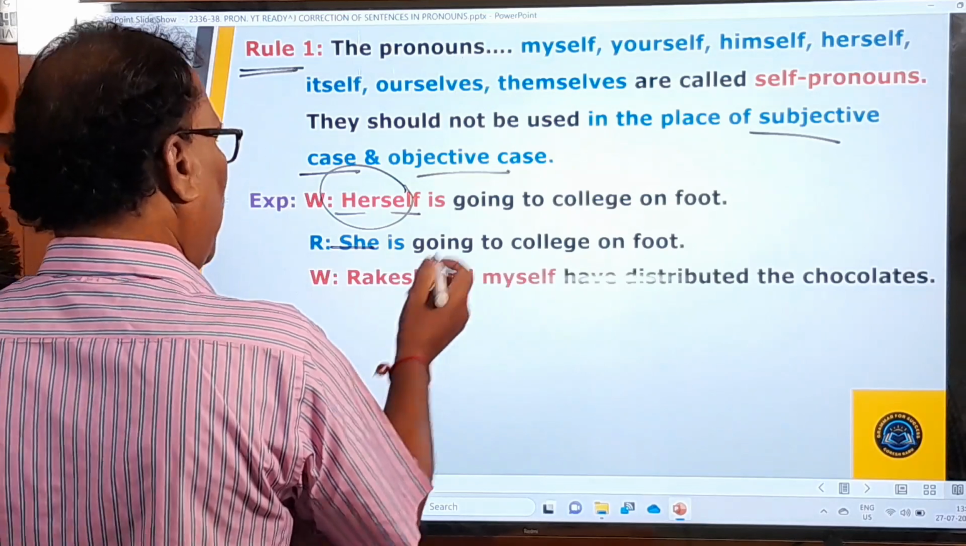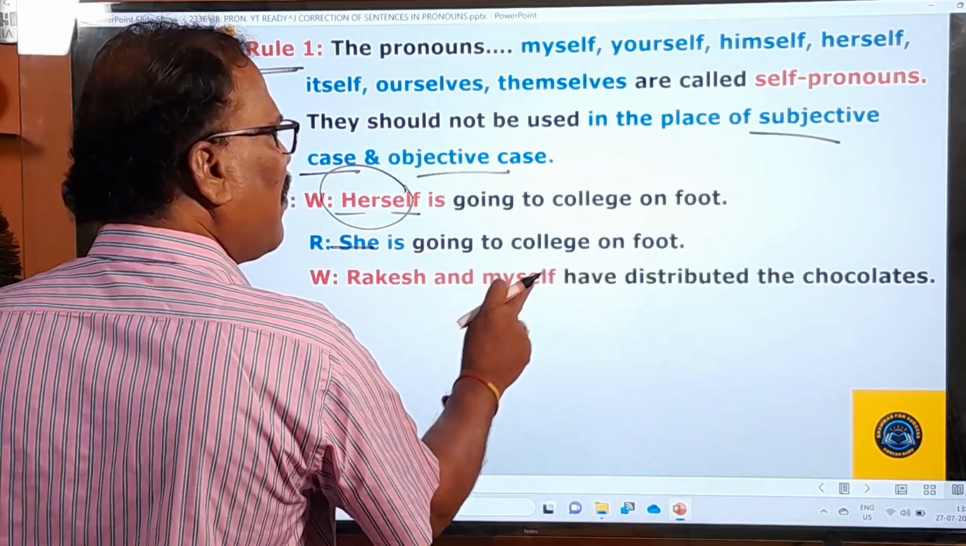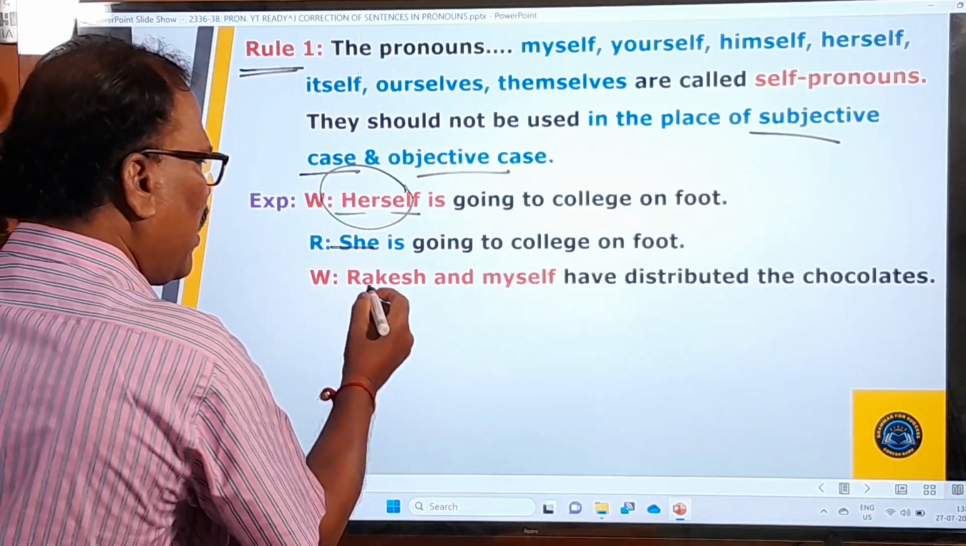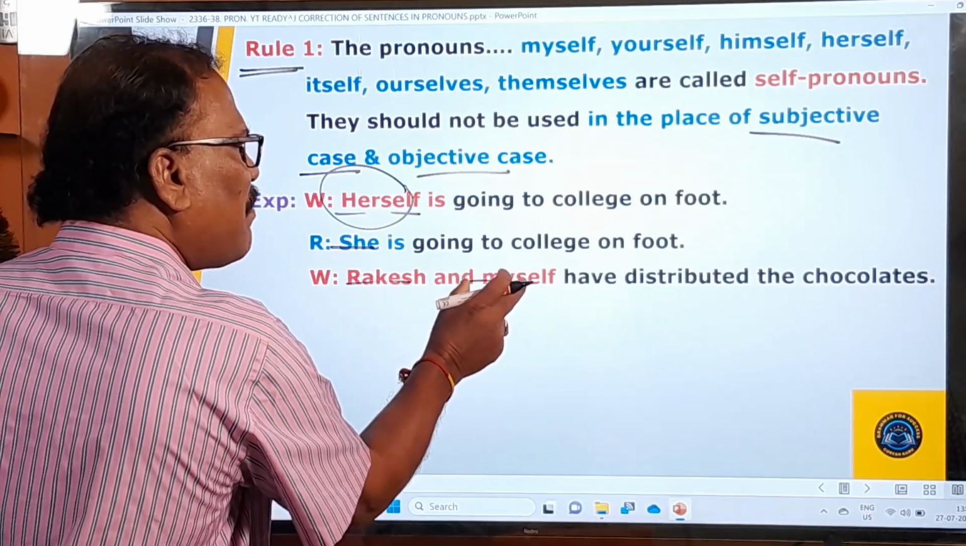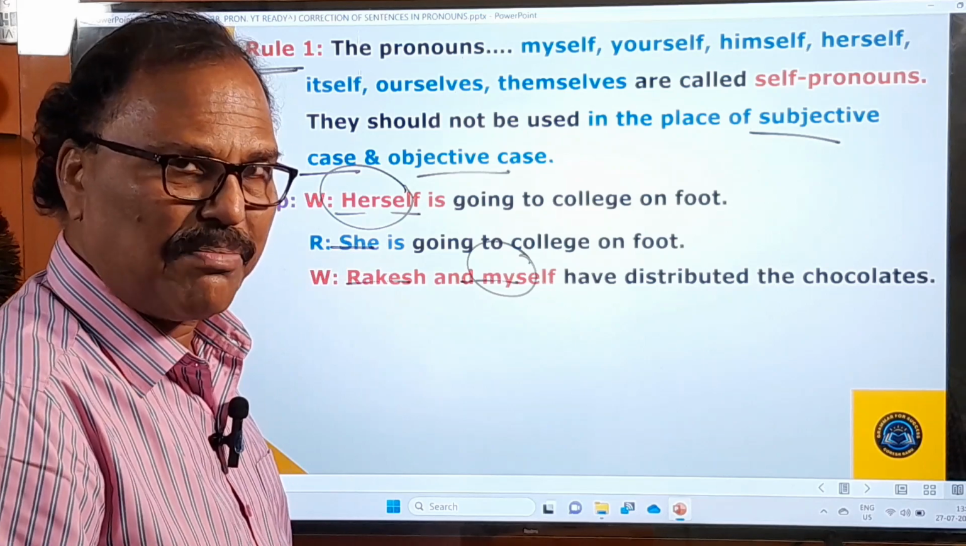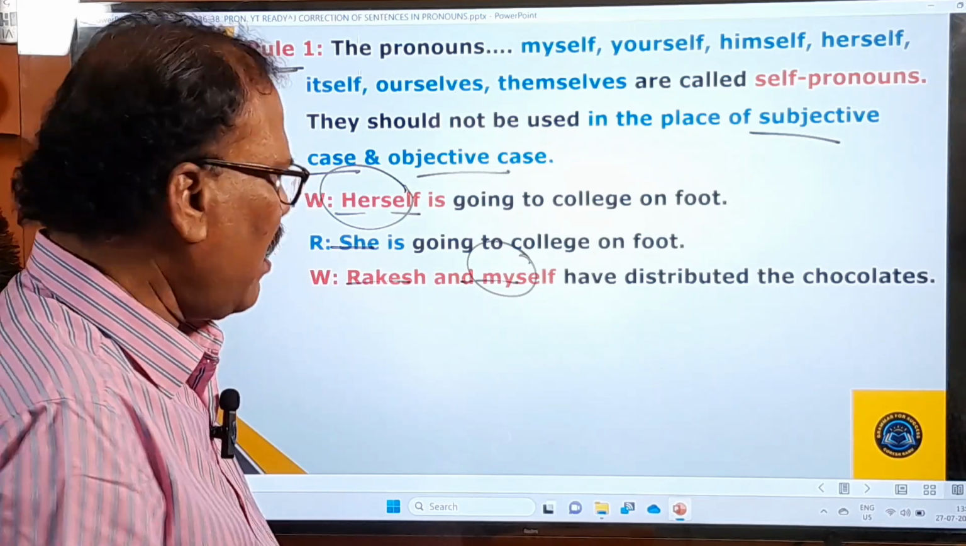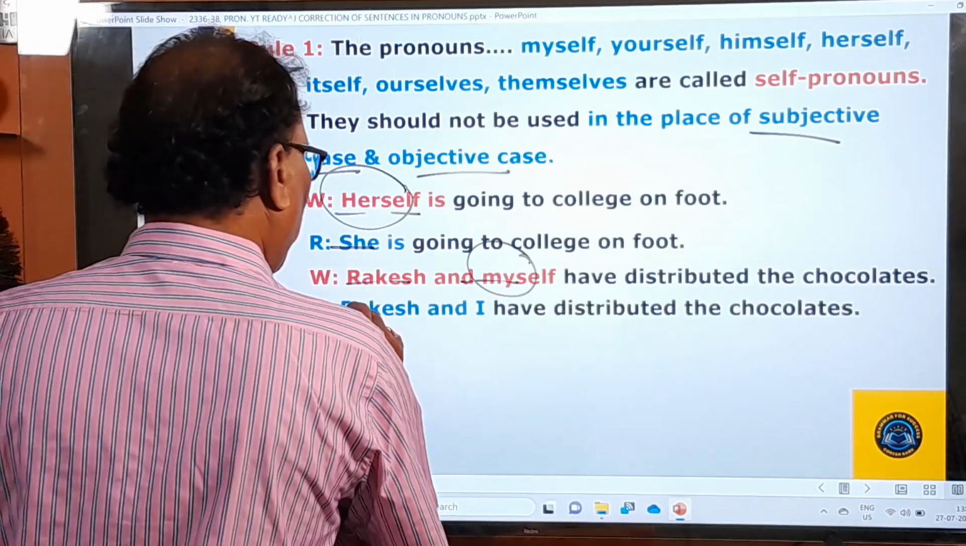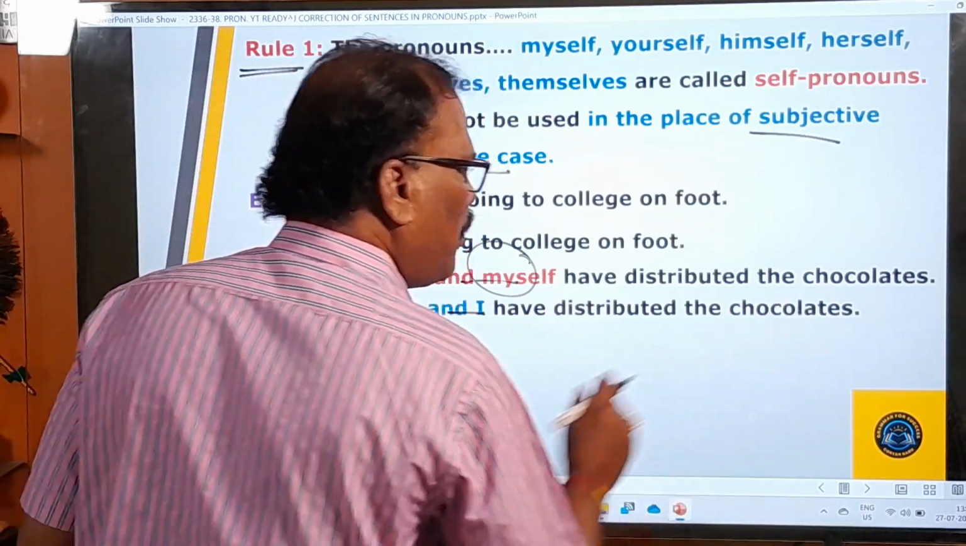Now go to the next example. Rakesh and myself have distributed the chocolates. Here, in the place of the subject, again a self pronoun is used. Using a self pronoun in the place of the subject is a mistake. So you have to say: Rakesh and I have distributed the chocolates.